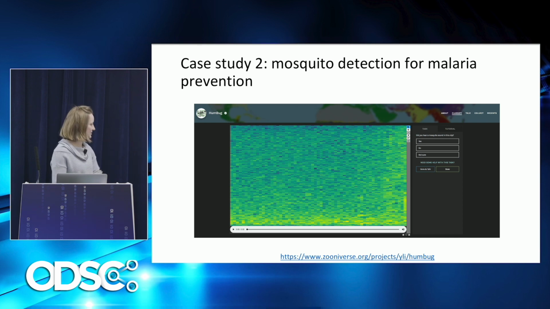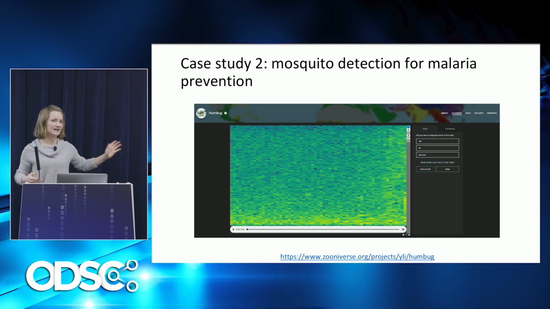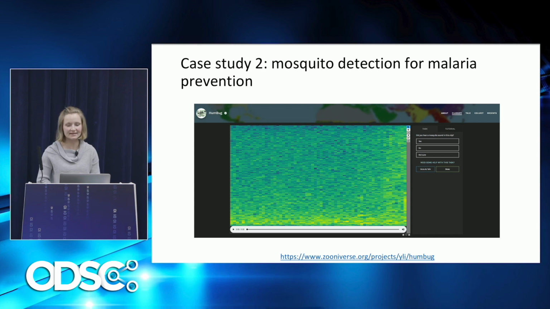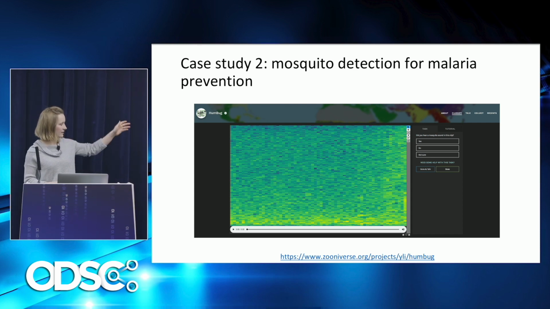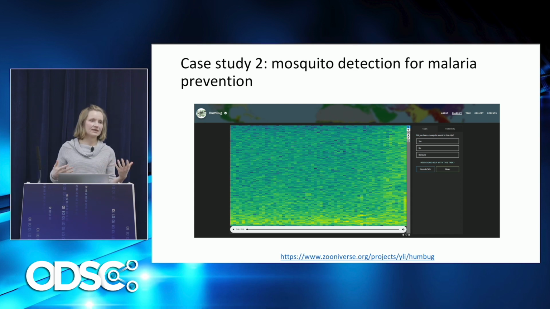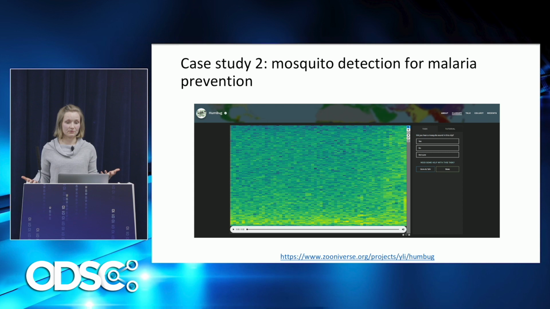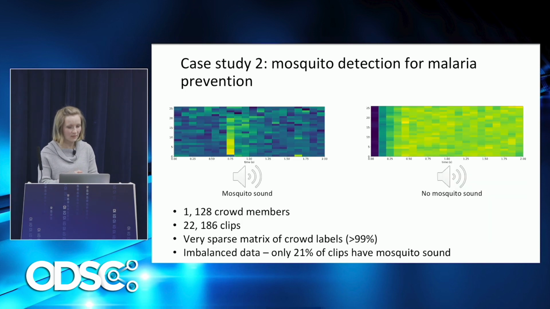So you can go to Zooniverse and label some data if you want to. You will hear a 2 second audio clip and just need to answer, did you hear a mosquito sound or not in this clip. So now we just want to classify mosquito versus background, and then the next step will be to classify the different species.